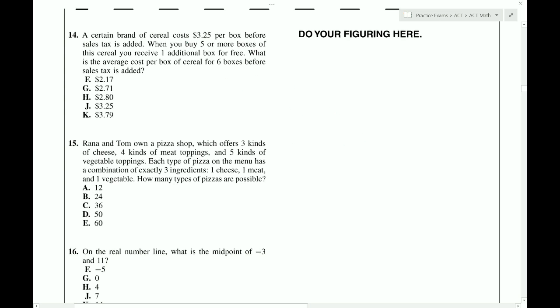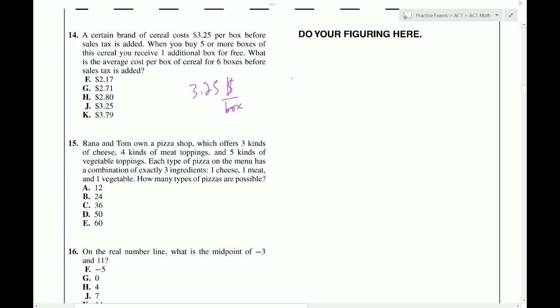A certain brand of cereal costs $3.25 per box before sales tax is added. When you buy 5 or more boxes of cereal, you receive 1 additional box for free. What is the average cost of a box for 6 boxes?